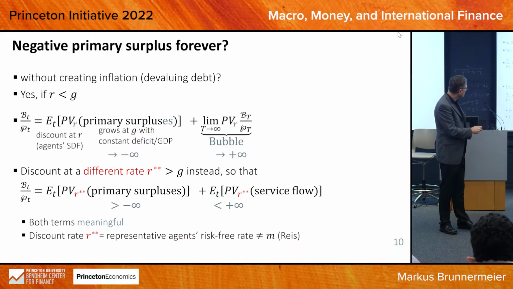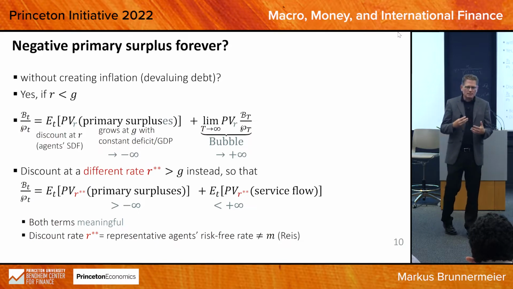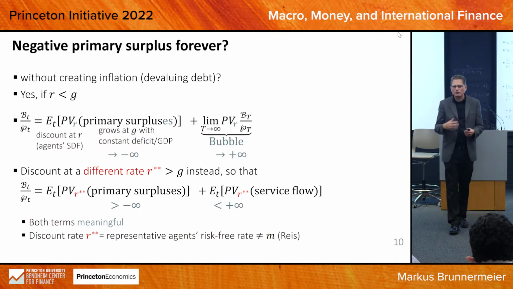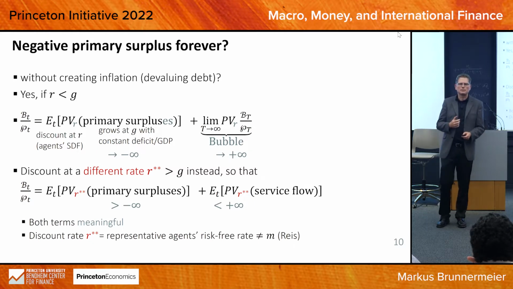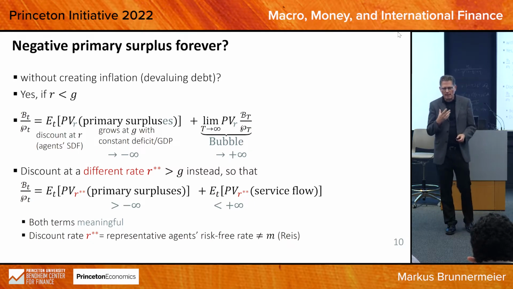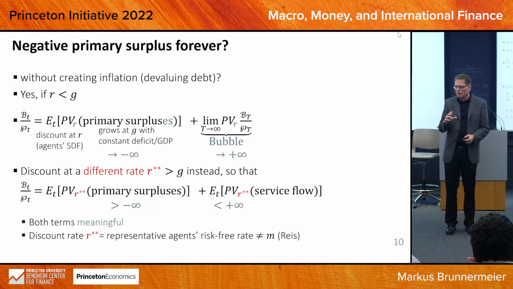And the second term, this bubble term, represents some service flow that comes from the safe asset feature. That's the idea. The service flow provides some additional service, and I will talk about this service. That's the safe asset service flow in particular.